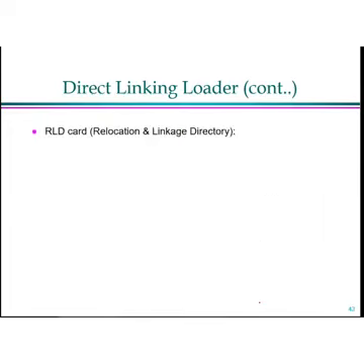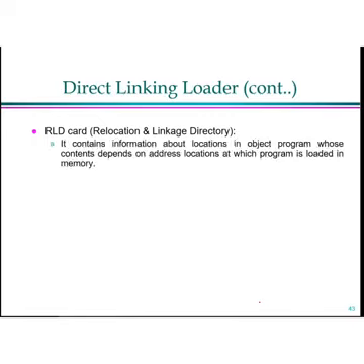Then the third card is the RLD card. So for the direct linking loader, the ESD card entry and RLD card entry, these two entries are a bit difficult to maintain. Once you make a good practice, you will be able to do that. Okay, don't worry about it, but you need a good practice for it. The third card is the RLD card, relocation and linkage directory. So it will be having its own format.